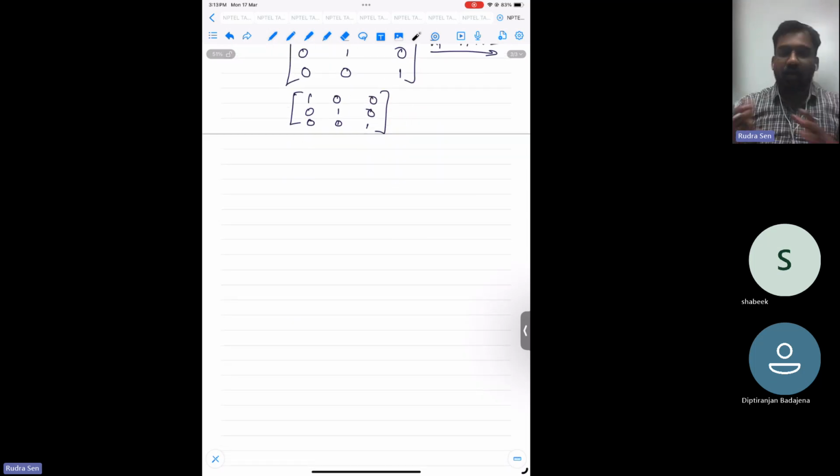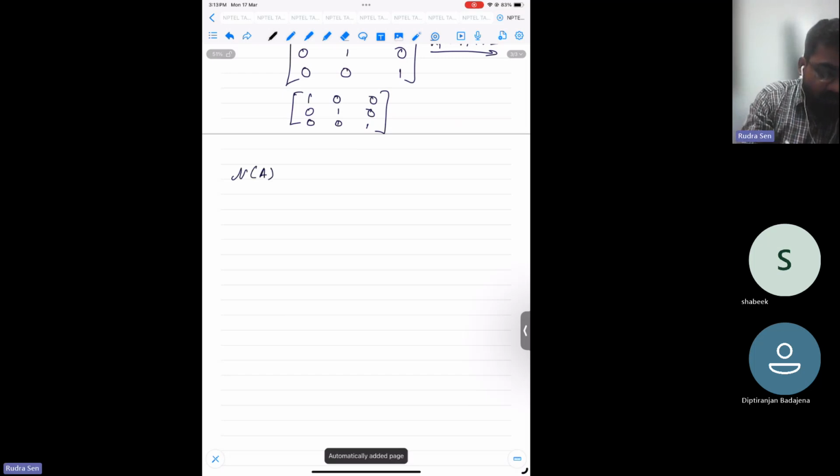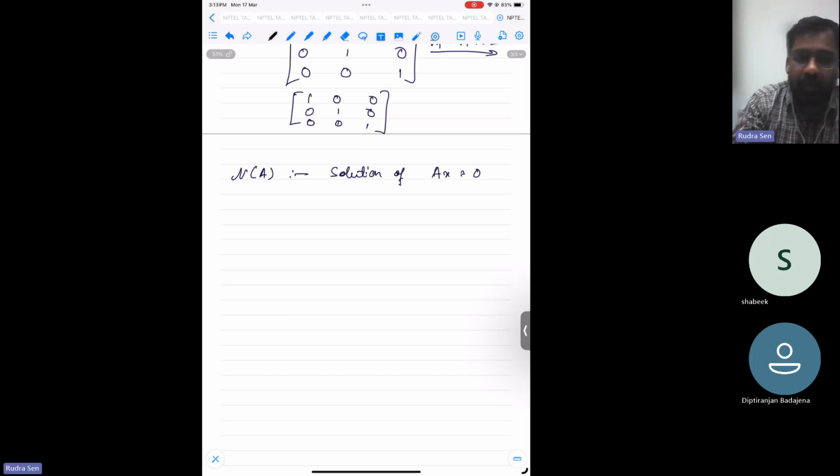Now we get to know how to find the solution. First we got the concept. We understand the concept of null space and column space, right? So what is basically the null space? Null space is basically the solution of Ax equals 0, right?